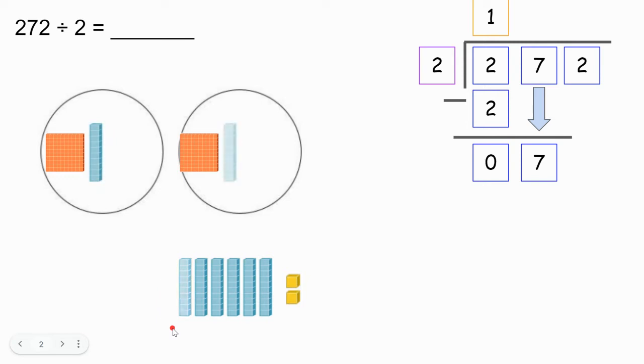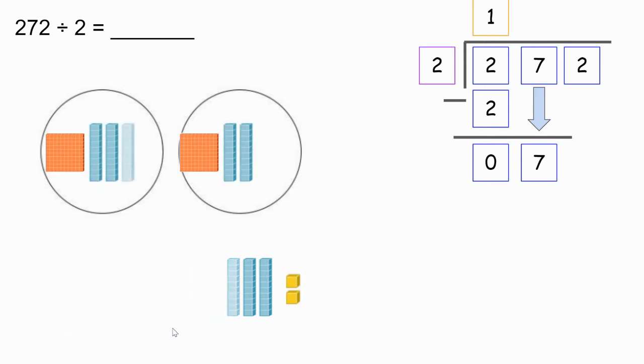We're going to give each group 1 rod at a time until we don't have enough to share evenly. Notice we have 1 rod left. That's not enough to give each group another rod, so we're going to pause on sharing for right now. Each group has 3 rods. So in the tens place, since the rod represents the tens place in this number, we're going to put 3, showing there's 3 rods in each group.